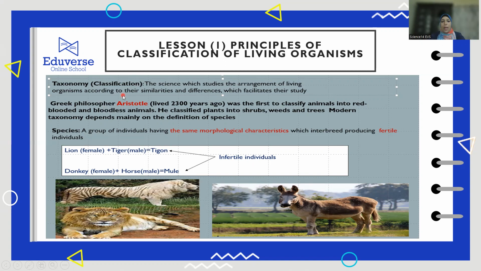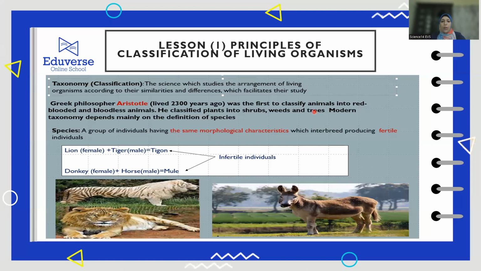Aristotle classified the animals into blooded and bloodless animals, and the plants into shrubs, weeds, and trees. And this is the first trial to classify the living organisms. Then another scientist, Carl Linnaeus, classified the living organisms into two main groups, animals and plants, kingdom Animalia, kingdom Planta. Then Robert Whittaker, the scientist who classified the living organisms into 5 kingdoms: Monera, Protista, Fungi, Planta, Animalia.